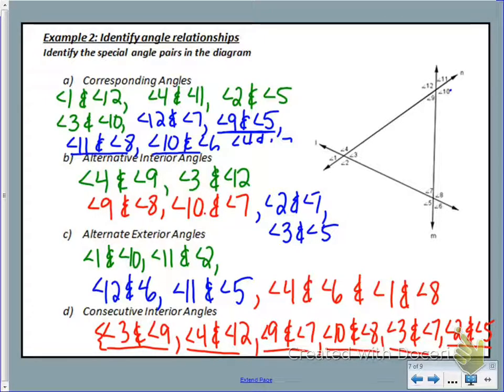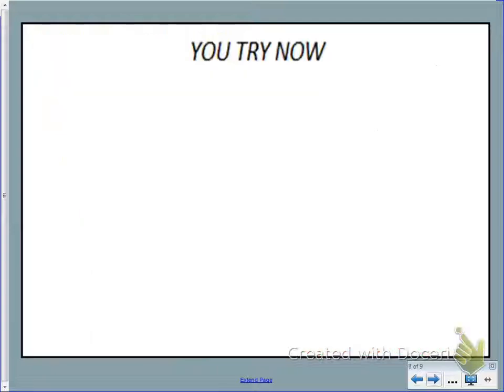Go ahead and try your You Try Now and check your answers. Please try to do it without looking at the answers first so that you can kind of test your knowledge of these vocab words. Like I said before, they're extremely important. So look those over and come with questions if you have them.